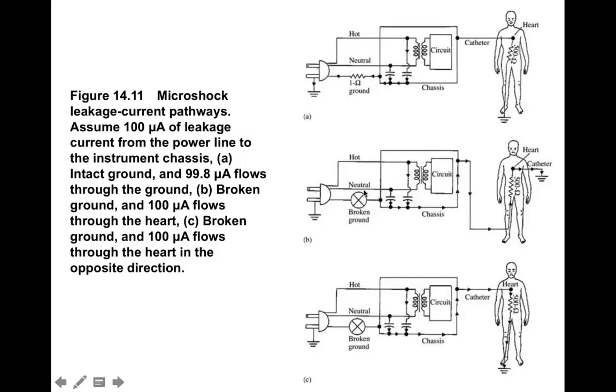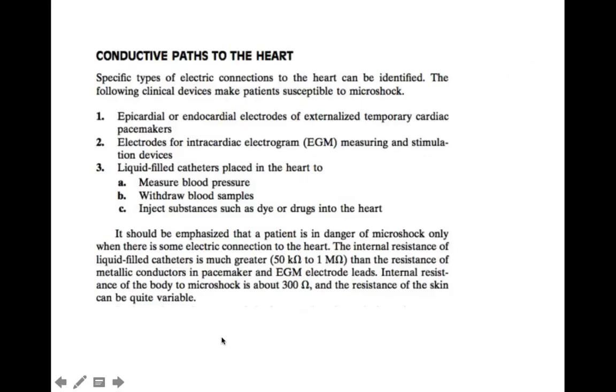When the ground is broken, then any fault that occurs in current being in the chassis has nowhere to go except through the patient to ground, because the ground connection is broken. And so you can have up to 100 microamps flowing through the heart. When you have a broken ground, you can also have current flowing through the heart in the opposite direction. It just depends on if the catheter is a part of the chassis or not. So those are some significant issues that can occur when you have ground faults.